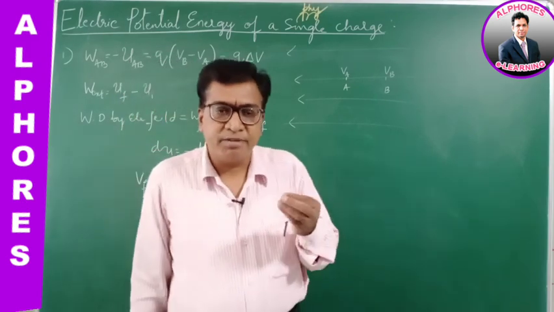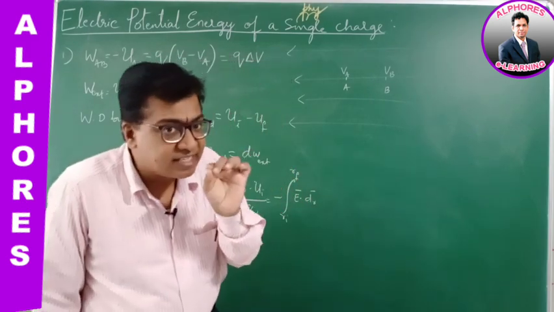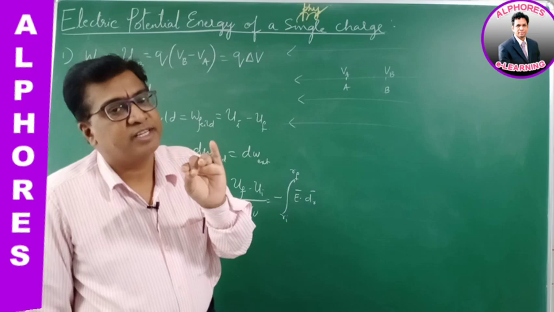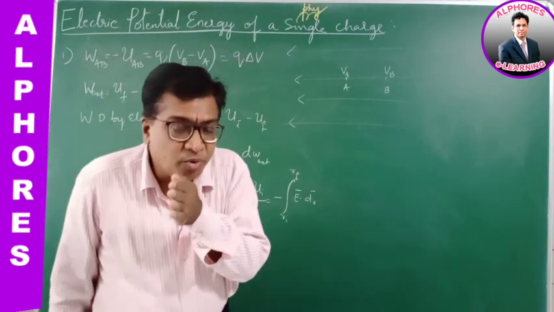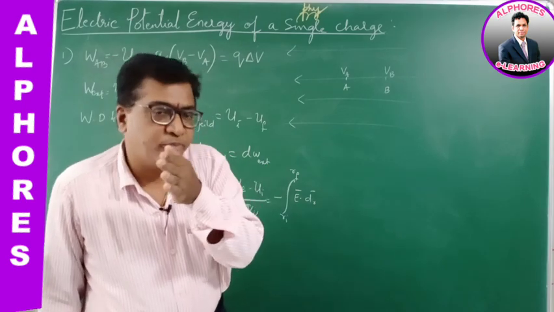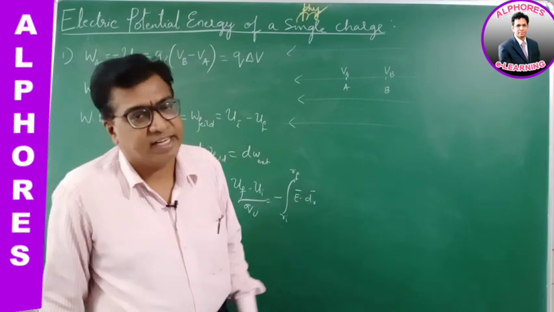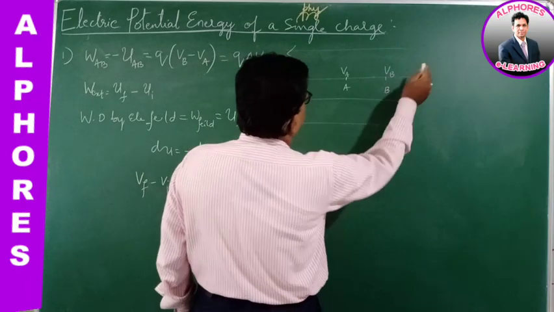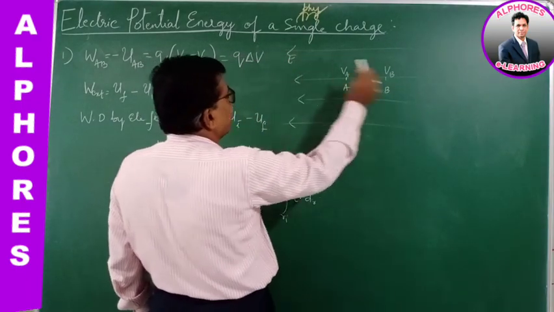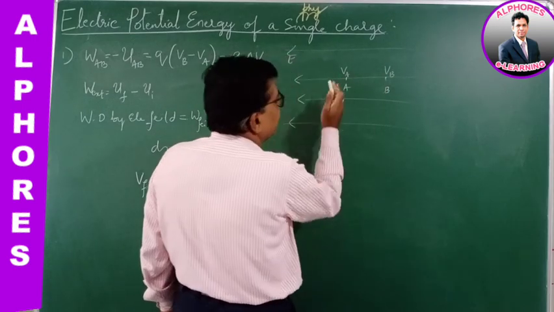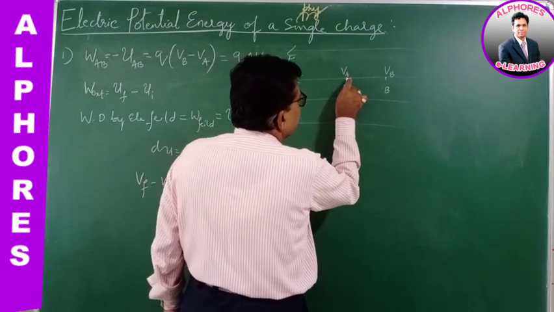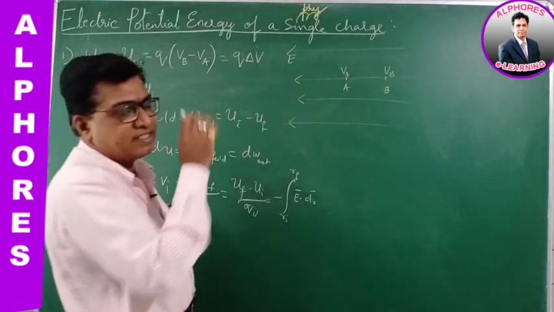According to the definition of electric potential difference, it is the amount of work done in moving a unit positive charge from a low potential point to a high potential point, or from one point to another in the electric field. Suppose the electric field is E, a strong electric field. I am moving the charge from A, the low potential point, to B, the high potential point, against the field.